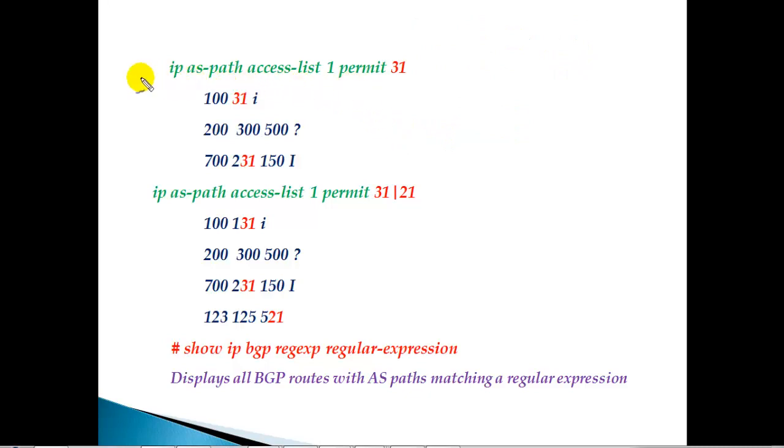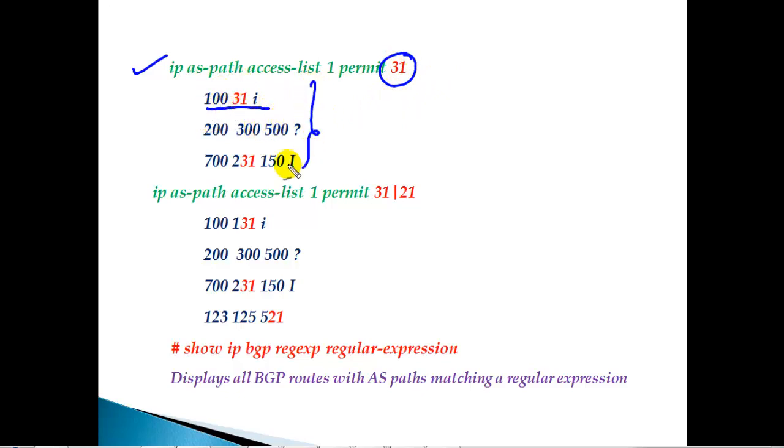Now let's take an example. I got one AS path access list created here. It's very simple. We just need to go to config mode, and then say ip as-path access-list, with any number. You can use a range of 1 to 500. Then we say permit 31 without any special character. Whenever you give permit 31 without any special character, it is going to match the occurrence of 31 in your autonomous system path information.